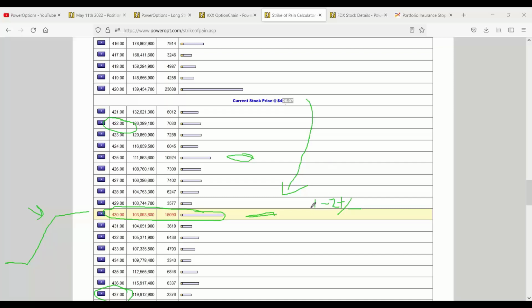But again, hey, plus or minus 1 or 2%. If it goes to 437, great, you've got full profit. If it goes right to 430, you're pretty much near full profit. But with 1 or 2%, if it's at 422, you're at maximum loss.